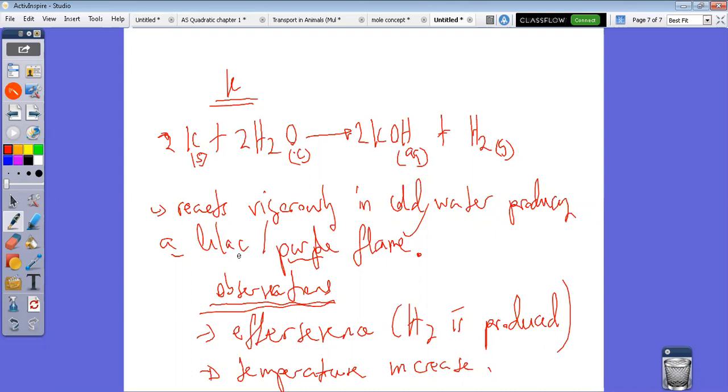Okay. Chemistry is not difficult. Now, those are the first set of reactions that we need to know. The next one is the reaction of group 1 with oxygen. You can write that down: reaction of group 1 with oxygen.